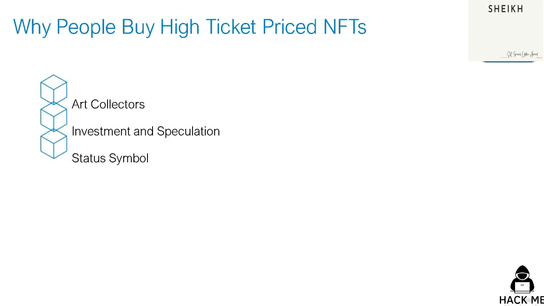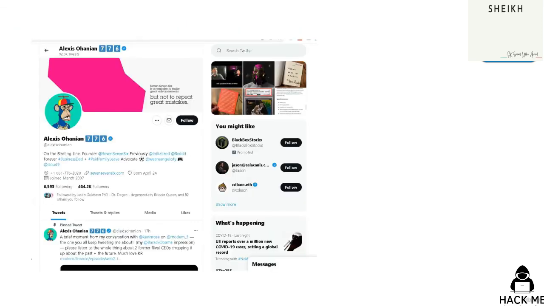The next one I want to talk about is the concept of status symbol. This is one of the key areas where NFTs in the high ticket price is actually commanding the most attention. And I want you to be aware of this because status symbol is one of the key areas where NFTs kick in. So I spoke to you about Alexis Ohanian, who happens to be the co-founder of Reddit. One thing I want you to notice is that his profile picture on Twitter is actually an NFT. That's a Bored Ape Yacht Club.